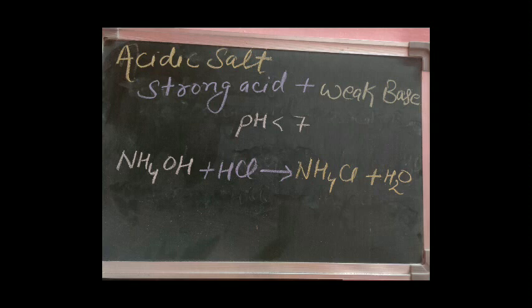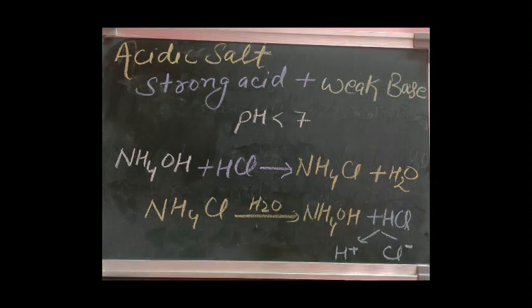Now the question arises how we can prove that it is an acidic salt. We know acids are something which produce H positive ions in the water, right? So when the ammonium chloride is dissolved in water, it produces ammonium hydroxide plus HCl. And you know, when HCl dissolves, it dissociates completely and produces H positive ions. So as there is presence of H positive ion in this salt solution, that's why we call the ammonium chloride an acidic salt.